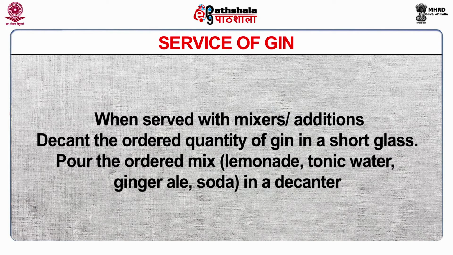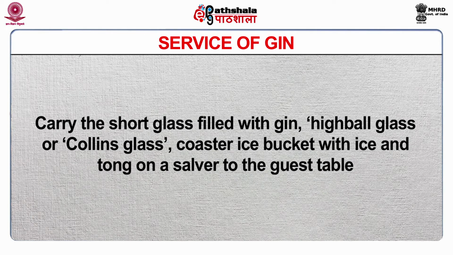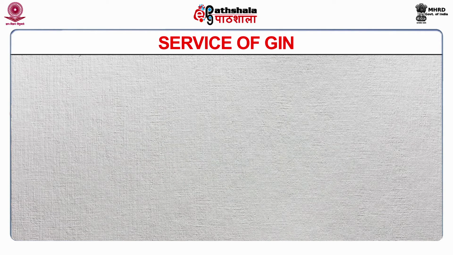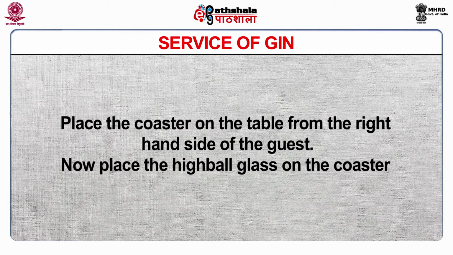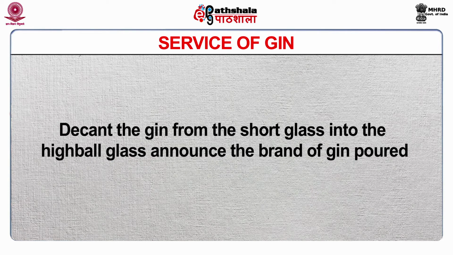When served with mixers or additions, decant the ordered quantity of gin in a shot glass. Then pour the ordered mix like lemonade, tonic water, ginger ale, or soda in a decanter. Then carry the shot glass filled with gin, a highball glass or Collins glass, a coaster, and an ice bucket with ice and tongs on a salver to the guest table. Place the coaster on the table from the right hand side of the guest. Now place the highball glass on the coaster. Decant the gin from the shot glass into the highball glass. Announce the brand of gin poured.